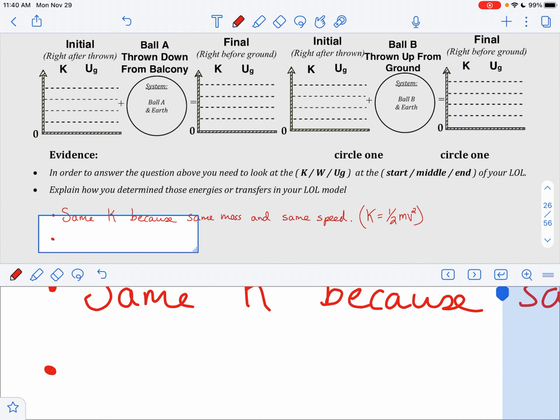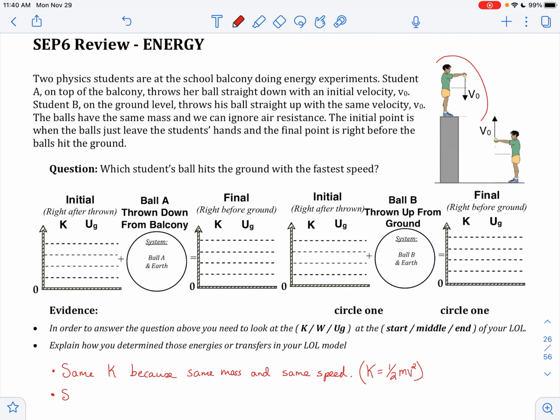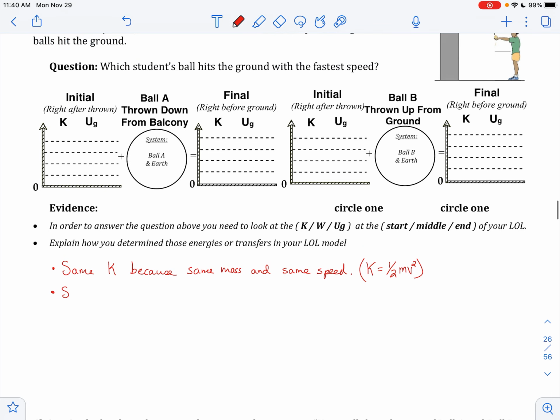The next thing they're going to have is they're going to have the same UG. Oh no, they're not going to have the same UG. Let's look at this. The one on the left over here, we'll call that student A, has more UG because same mass and higher up.